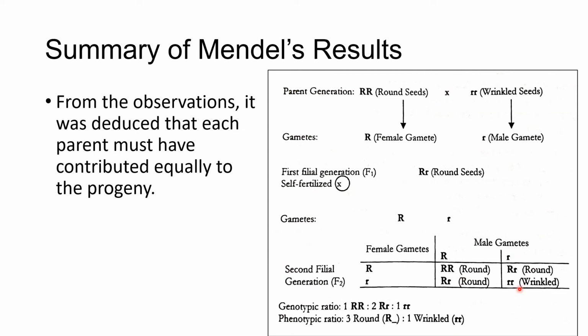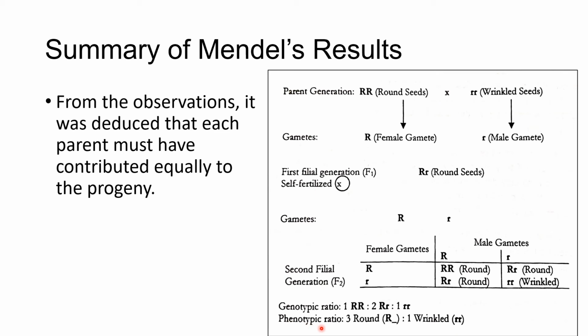So that is an equal contribution from the parents. So here is the genotypic ratio. You have one homozygous dominant R, two heterozygous dominant R, and one homozygous recessive R. So the genotypic ratio is 1 is to 2 is to 1.